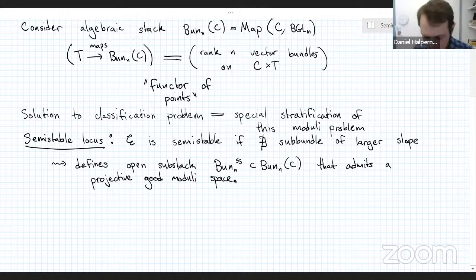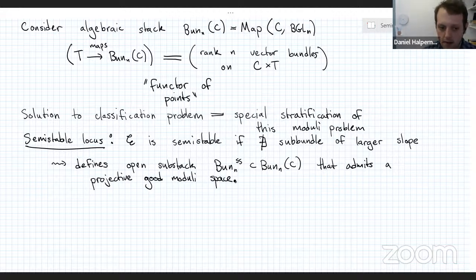I mean, technically, in order to get something bounded, you have to fix the degree as well. But once you fix the rank and degree, you get these much more mild algebraic stacks that actually have good moduli spaces. And you can even say that the points of the moduli space parameterize bundles up to a very mild equivalence relation known as S-equivalence.